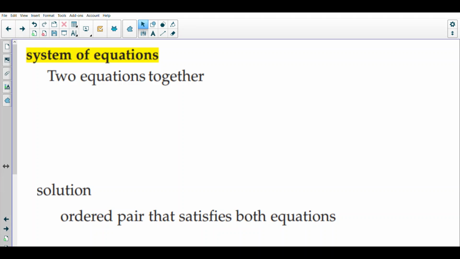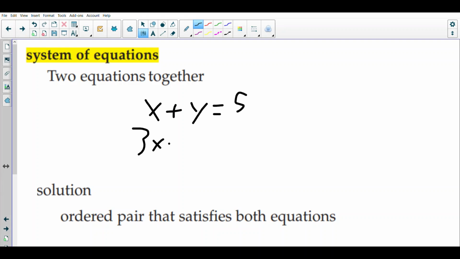So a simple example for a system of equations would be x plus y is equal to 5 and 3x minus 2y is equal to 7. That's just a very simple example of a system of equations. Now we could have more, absolutely, but all it needs is two different equations.